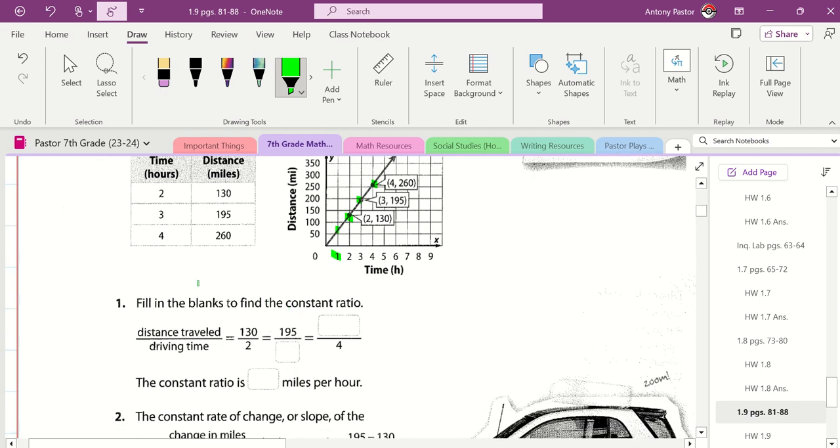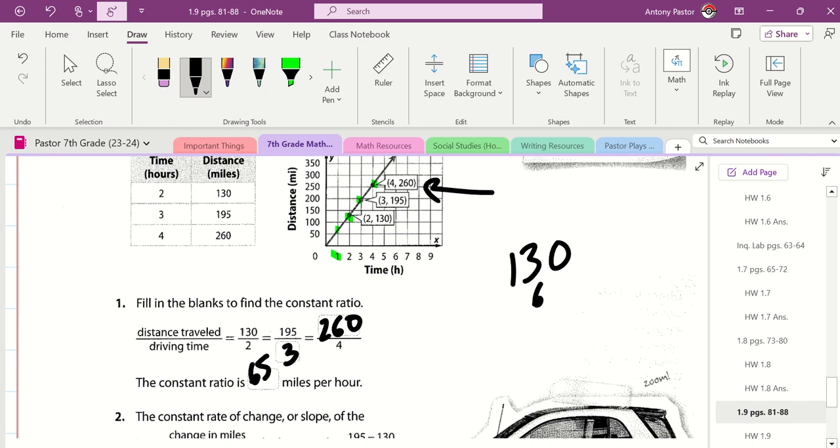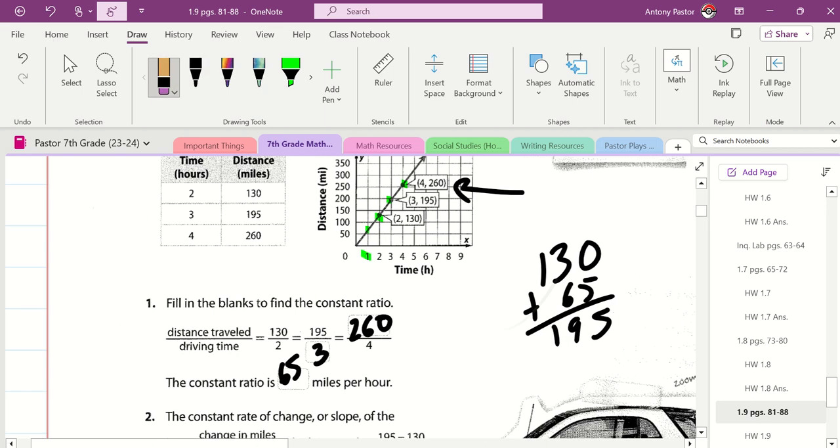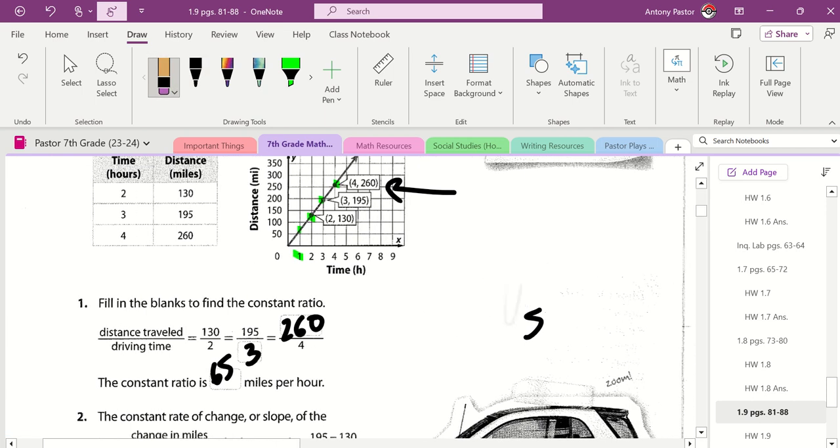Fill in the blanks to find the constant ratio. So 195 was 3 hours. So I'd fill this up with 3. In 4 hours, we went 260 miles, according to our chart here. The constant ratio is blank miles per hour. It's 65. Each one goes up 65. 130 plus 65 should equal 195. And it does, 195. So the constant ratio is 65 miles per hour. We are going 65 miles each hour.